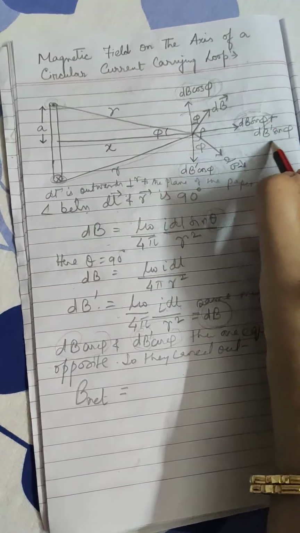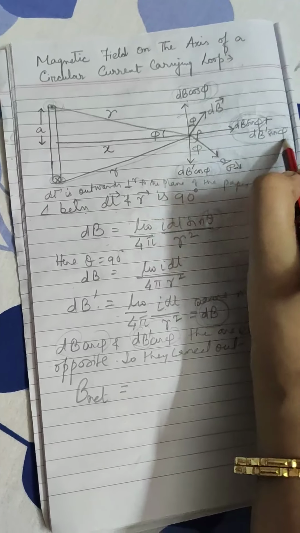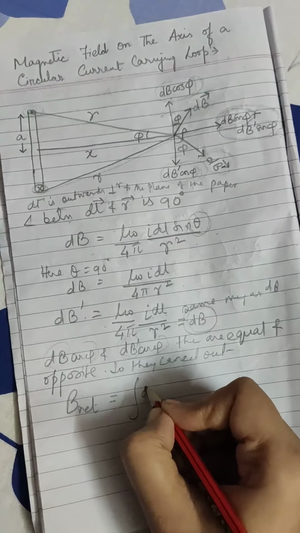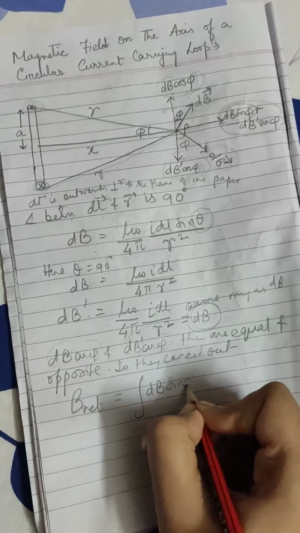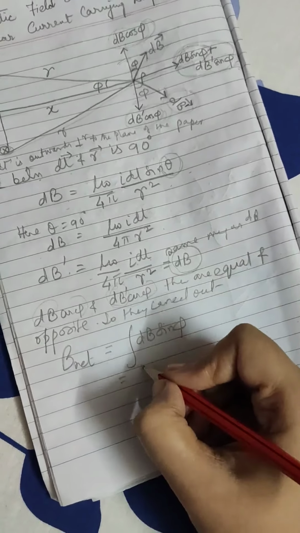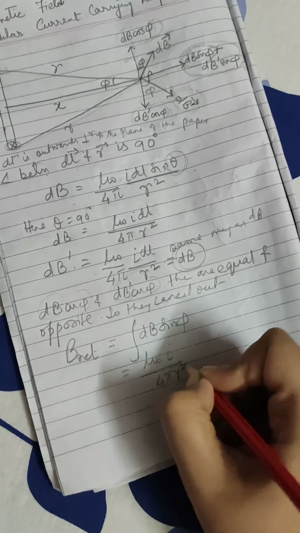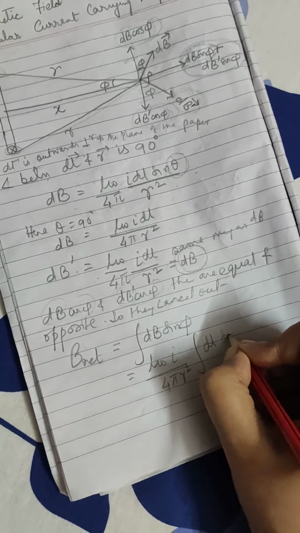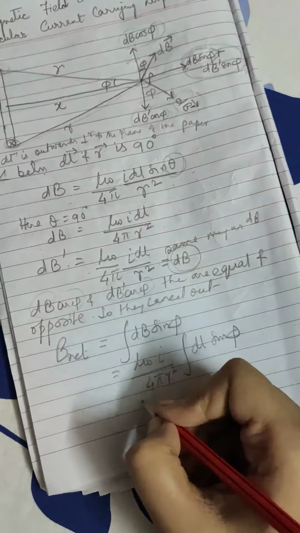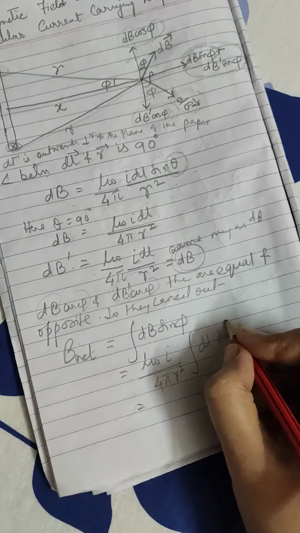is the summation of these components, so it is the summation of dB sin phi. Now what is dB? dB is mu naught I by 4 pi r square, integration of dl sin phi. Now what is sin phi?